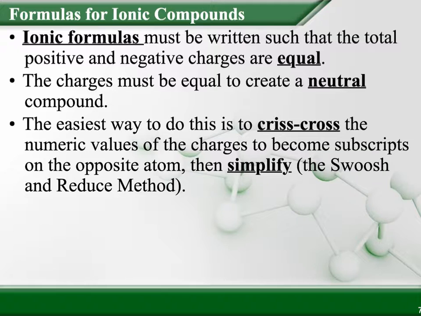When we write ionic formulas, they have to be written in such a way that the positive and negative charges are balanced so that they're equal. For instance, if we had 2 plus, we want to make sure we have a 2 minus. That way the charges can create a neutral compound. The easiest way to do this is to crisscross the numeric values, or what I call the exchange of numbers, or the swoosh and reduce method. So we're going to exchange the numbers and then simplify so that it is in its smallest or simplest form.